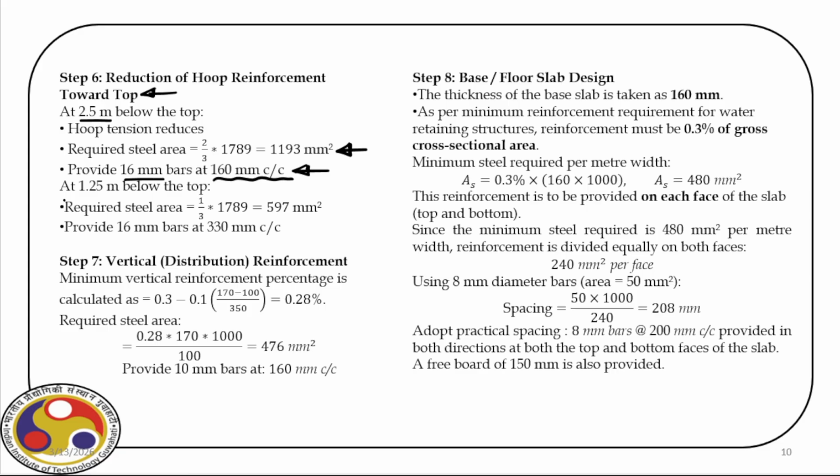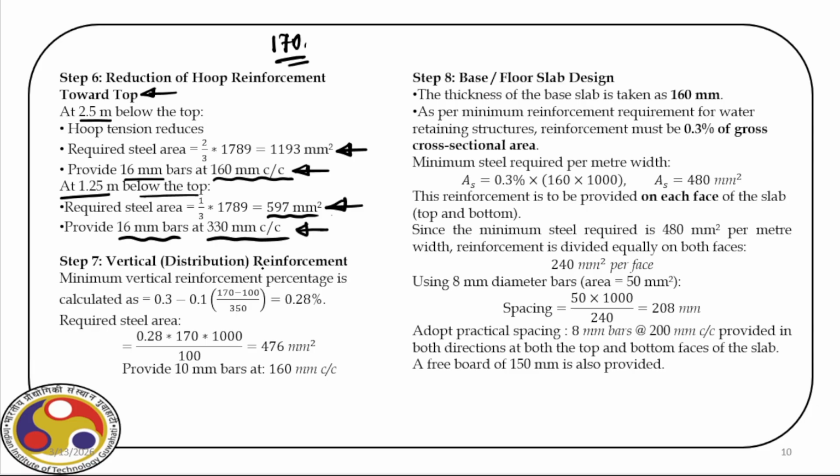Then at the 1.25 meter below the top, we further reduce it, and the area of steel is 597 millimeter square. So 16 phi bars we provide at a distance of 330 center to center. Recall there is a requirement of maximum spacing, so our thickness is 170. So this spacing is okay.